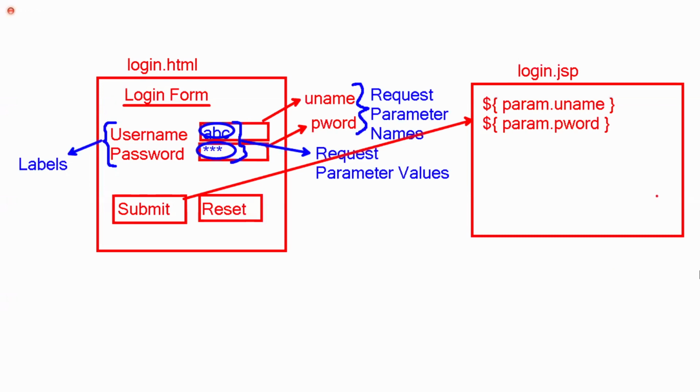So dollar open brace param dot uname, param dot pword. Then username and password are printed. Actually, we should not print. We have to store in a variable. We have to check in the database. But that is with JSTL.